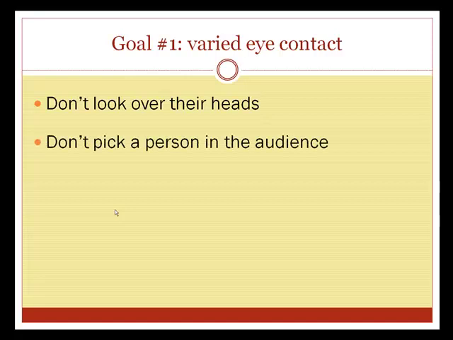Sometimes the speaker will pick a person in the audience and focus on them the whole time, and oftentimes that person is me. It makes me uncomfortable. If it's somebody else in the audience, it makes them uncomfortable. You want to look around at various people. You don't want to focus on the same person the whole time you're talking.